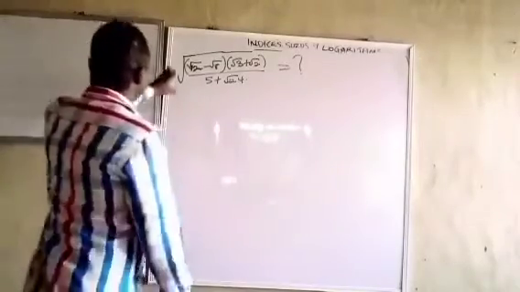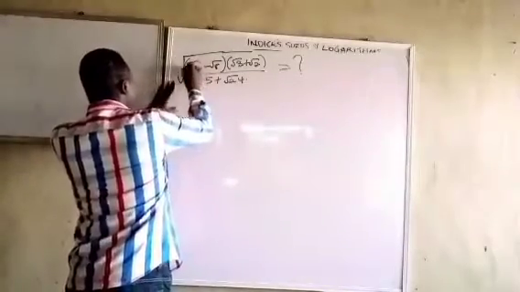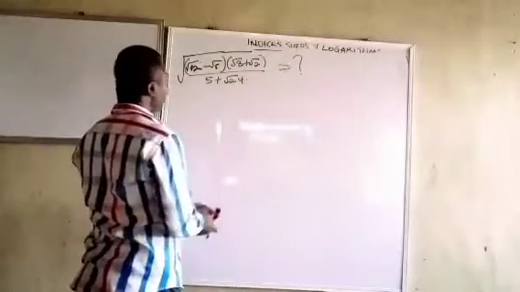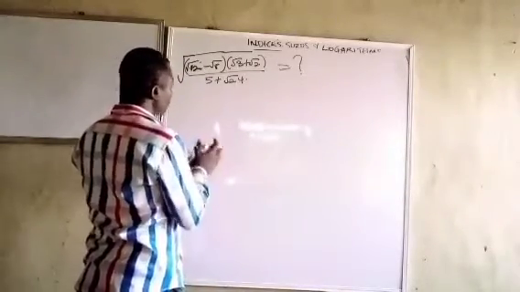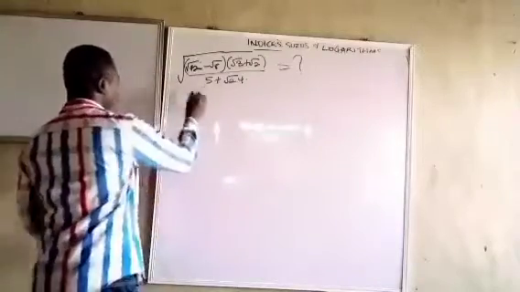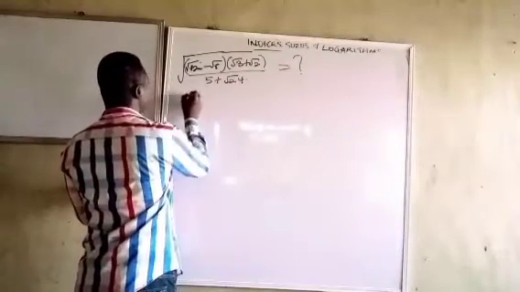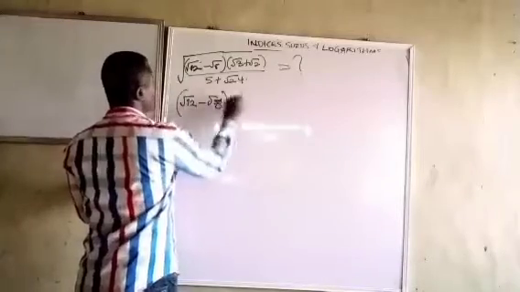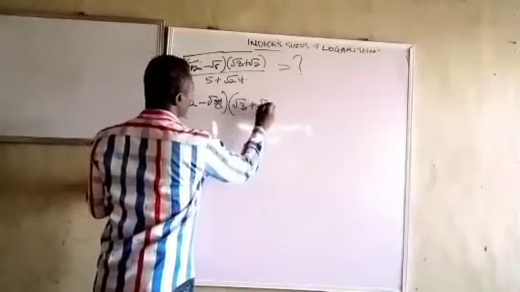Now we have this: square root of 12 minus root of 8, in brackets, times root of 3 plus root 2, in brackets, over 5 plus root 24. Let's see how we get it. Let's work the numerator first. So we have root 12 minus root 8 into root 3 plus root 2. What does that give us?